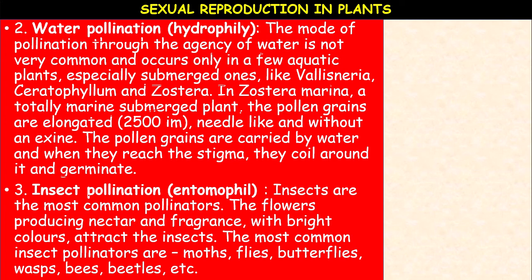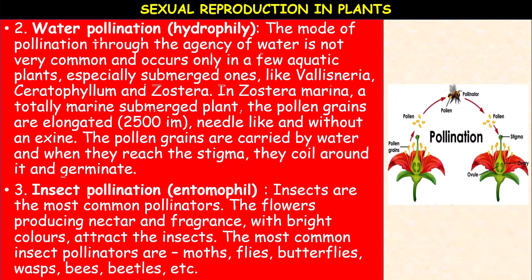These three are the examples of hypohydrophily. The hydrophilous flowers are small and inconspicuous. Nectar and odor are absent. Then the stigma is long, sticky but unwettable. The pollen grains are small, light-weighted, non-sticky and coated by wax. So that is hydrophily.